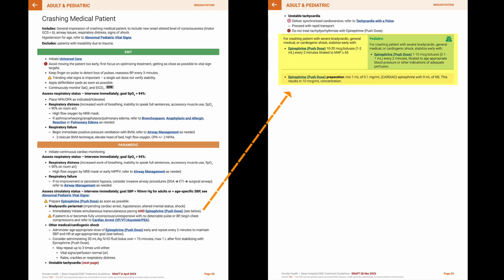Again, if you have the numbers, a paramedic needs to start mixing this as soon as you recognize that your patient is crashing or you see that the situation creates substantial risk for quick decompensation. So that covers the crashing medical patient guideline, new for 2025.